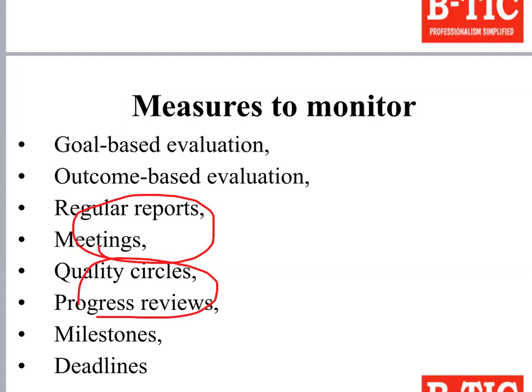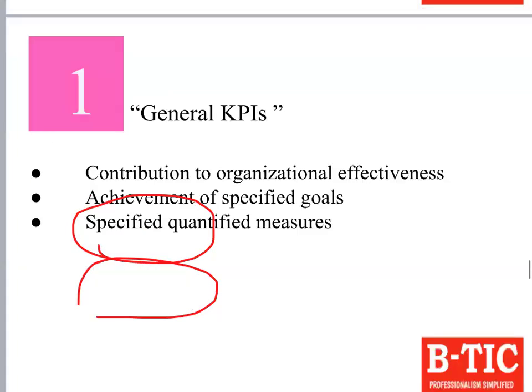You can do goal-based evaluation, outcome-based evaluation, regular reports, meetings, and there are so many other things. Let's discuss some of them. You may use some KPIs, key performance indicators. As I told you, when you do some homework with your son, if you want to monitor the support that you give, is it worth it or not? You have to check his result. His result is the key performance indicator. His result indicates whether your homework help is helpful for him or not.